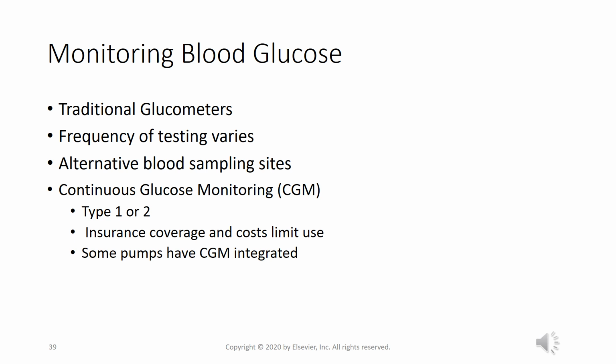Most of the clients will be pricking their finger, so the side of their finger, to check their blood glucose. There are some alternative blood sampling sites, like on the forearm. That's pretty uncommon. The continuous glucose monitors, the CGMs, are becoming more and more common, and that's just a sensor just underneath the skin, and it reads interstitial glucose every 15 minutes or so.